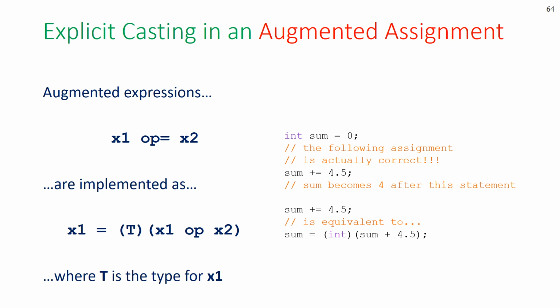So sum is 0. 0 plus 4.5, 0 is going to be translated to 0.0. The result of 0.0 plus 4.5 is 4.5. And then 4.5 is converted forcefully into an int. So I cut off the 0.5, I get 4, and then I assign that to sum.